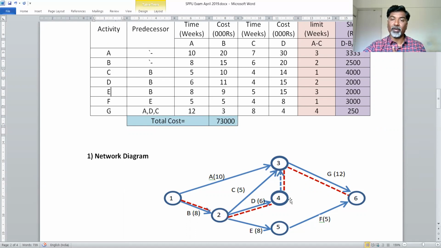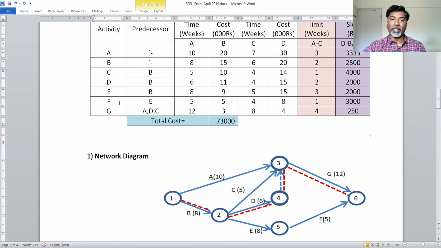So for that, I have added a dummy node, and with the dummy node, I have connected to this event 3, so that G activity will get three predecessors: A, C, and D, because these are the requirements for this G activity. To start this G activity, A, C, and D must complete. To show that this activity will start when A, C, and D activities finish, this is my last activity, G activity.